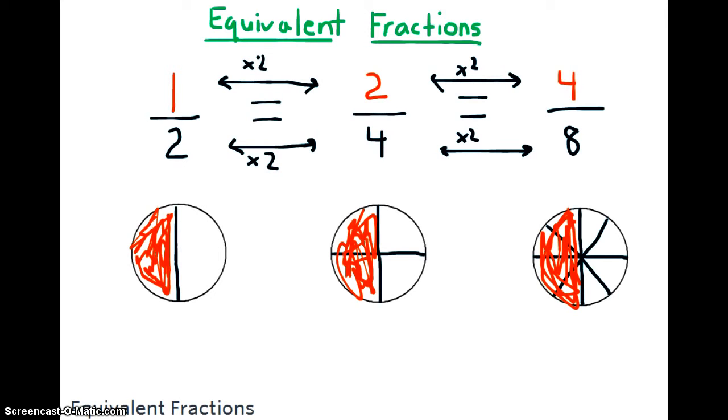Now, if we look at it going backwards, we see that we also divided by 2. 4 divided by 2 is 2. 8 divided by 2 is 4. 2 divided by 2 is 1. 4 divided by 2 is 2. And that's how we find equivalent fractions.